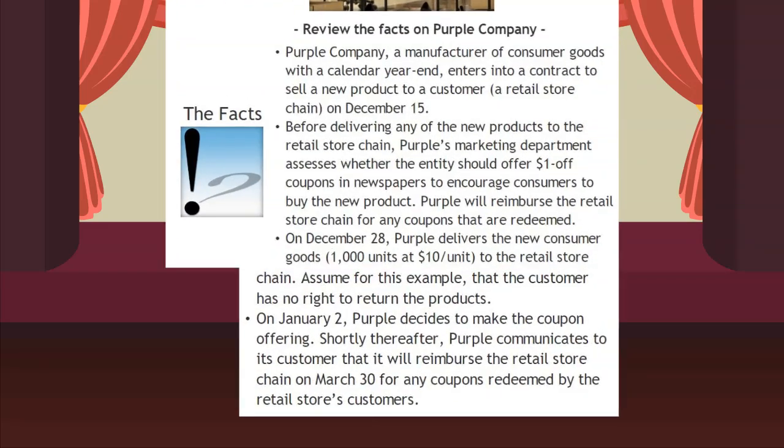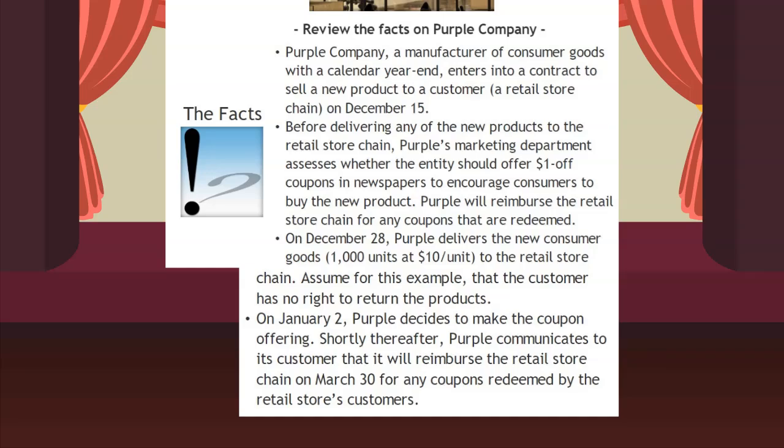In some situations, various aspects of the revenue guidance must be considered in conjunction with each other in order to evaluate a fact pattern. One place this commonly occurs is when assessing a payment or rebate to a customer, which may be subject to the guidance on both variable consideration and consideration payable to a customer. The guidance on changes in transaction price might be applicable as well. Let's work through an example. Click on the Purple Company to review the facts.